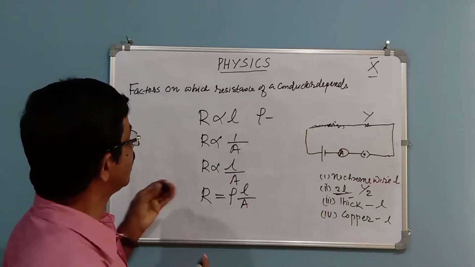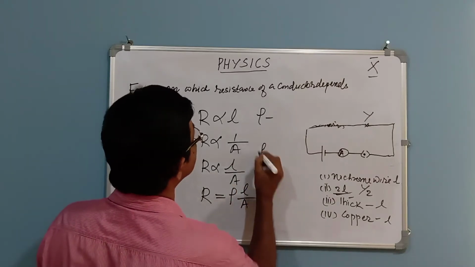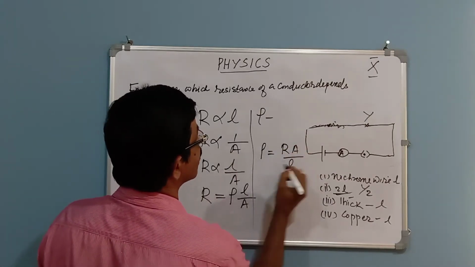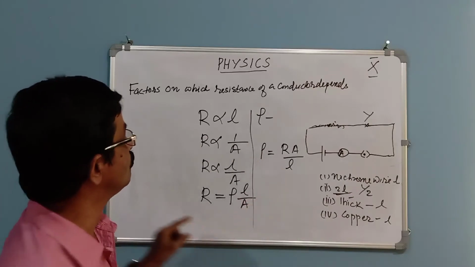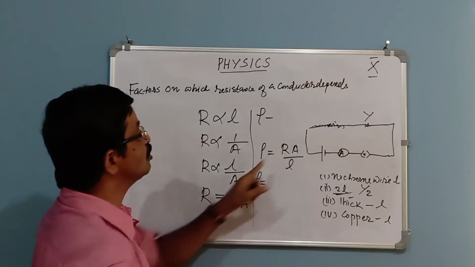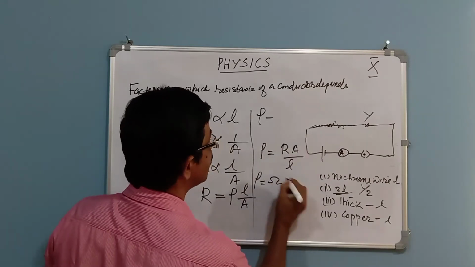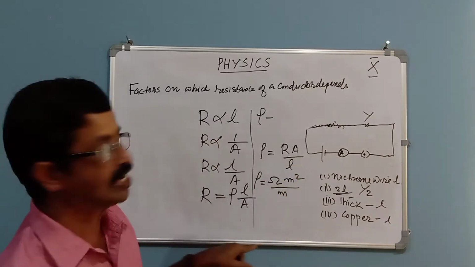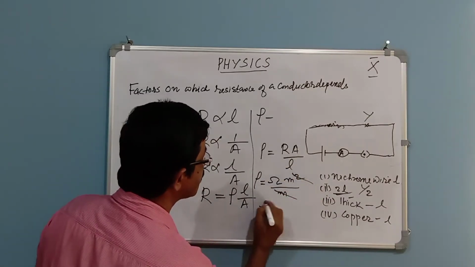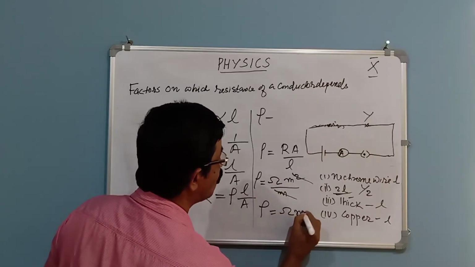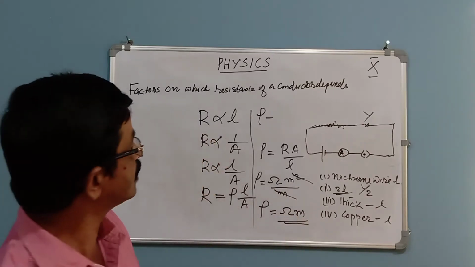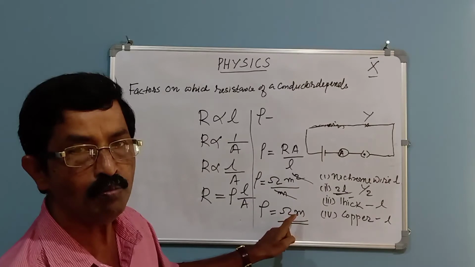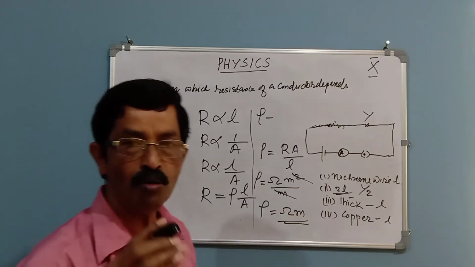From this relation, rho is equal to R A by L. Now we can find the unit of rho. Rho is equal to the unit of resistance, ohm, times the unit of area of cross section, meter square, divided by the unit of length, meter. Now from up and down we can cancel one meter. Then the unit is ohm meter. The SI unit of resistivity is ohm meter.